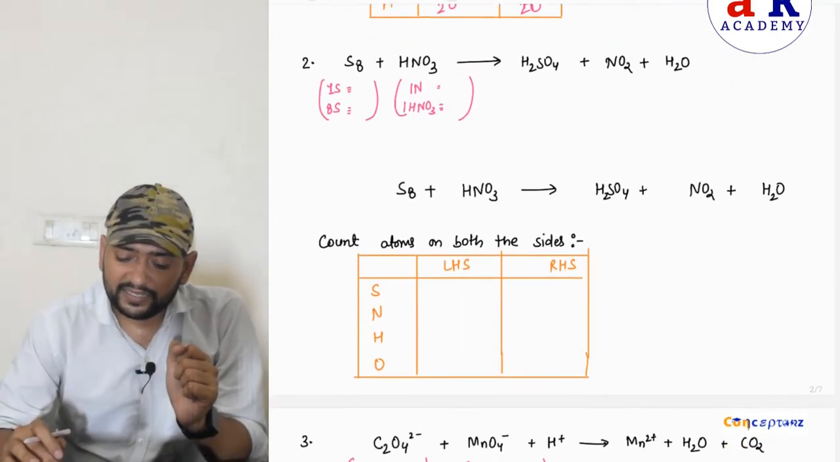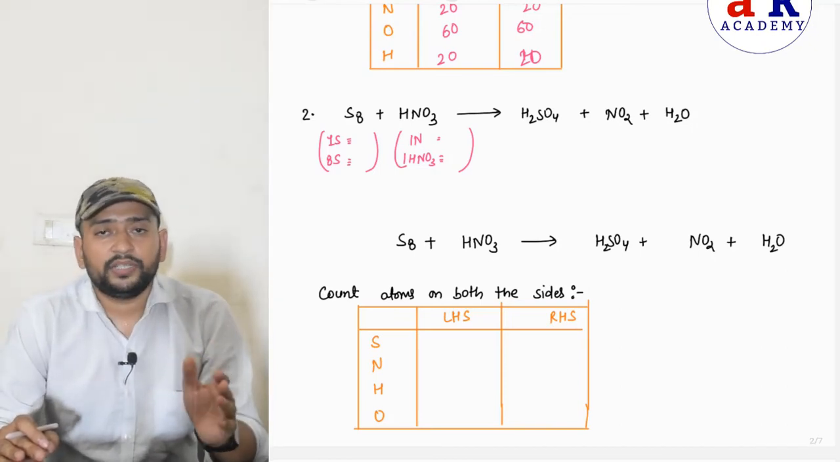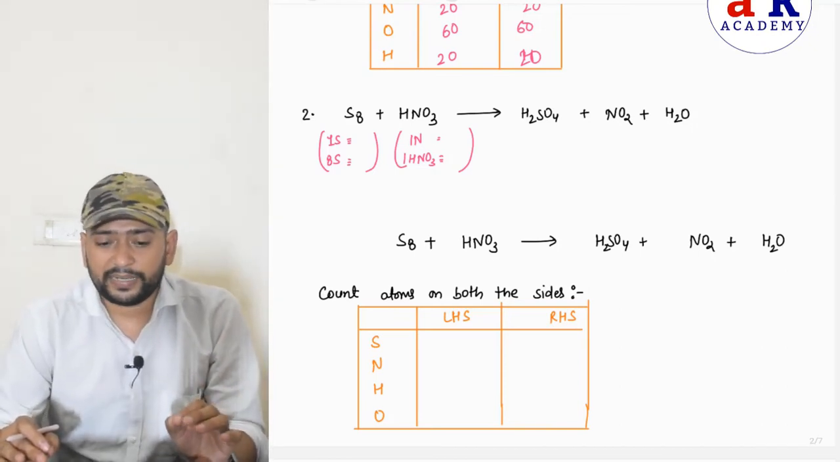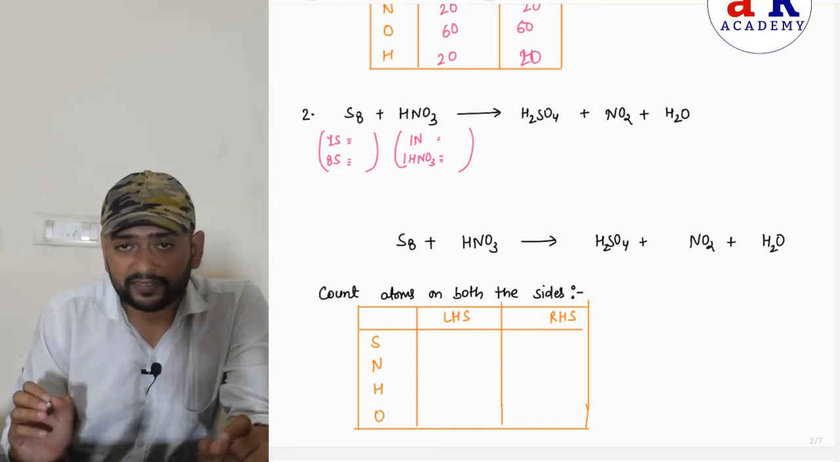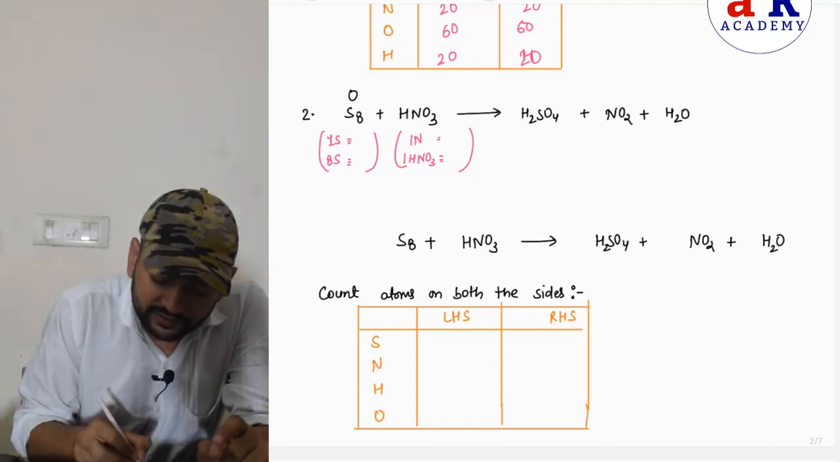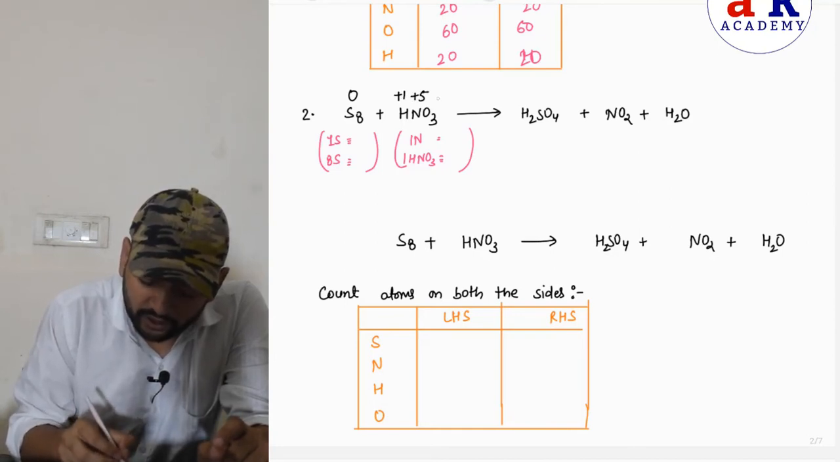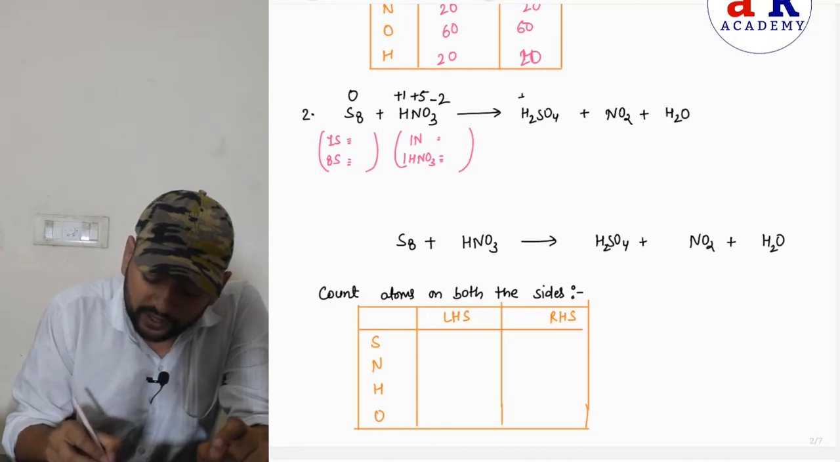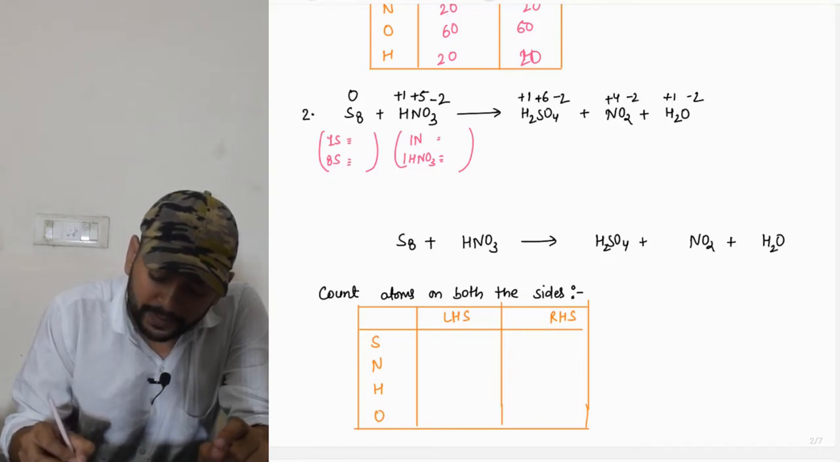Now let's take another example and then we will stop this video, and definitely I will give you a question for the practice. So let's look at the next one. So this is S8 plus HNO3. Here the oxidation state is going to be 0, and for hydrogen it is plus 1, for nitrogen it is plus 5, and for oxygen it is minus 2, and for hydrogen it is again plus 1, plus 6, minus 2, again plus 4, minus 2, plus 1, minus 2.